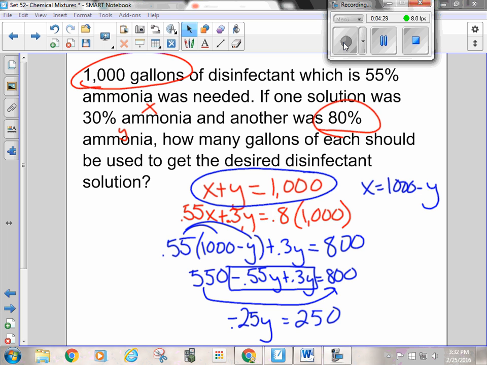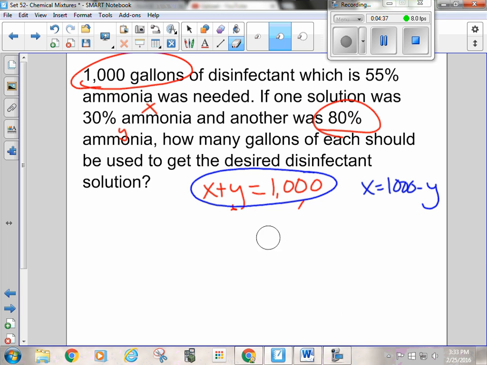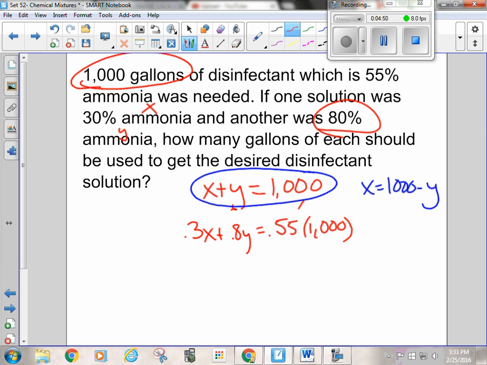Okay, so I didn't miss a negative. I had my percentages in the wrong place. So let's try it again. I'm going to leave the top statement, but I'm going to tweak the bottom one. It is a total of 55% for the 1,000, not the 80. Okay, and the X is going to be 0.3X, and the 0.8 is going to go with Y. Now it's going to work out for us.